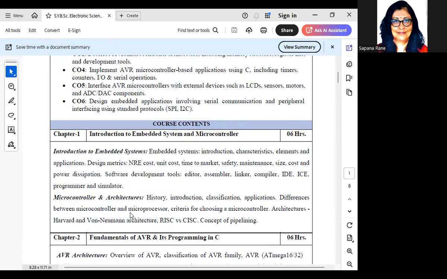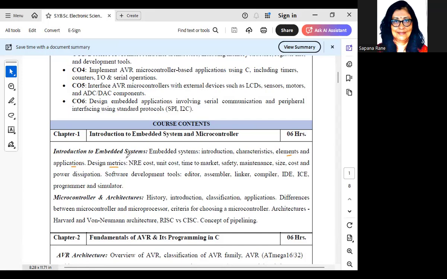It consists of mainly 2 parts. In the first part, we'll be studying the introduction to the embedded system. As we have already discussed, an embedded system consists of hardware plus software. So in the first part: what is an embedded system? What are its characteristics, its elements, its applications? How to design an embedded system? What are the different metrics which are used to design the embedded system?